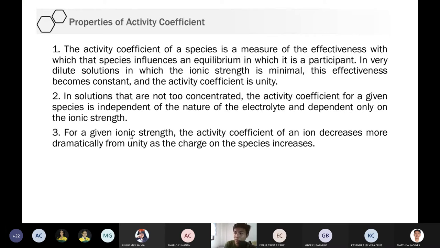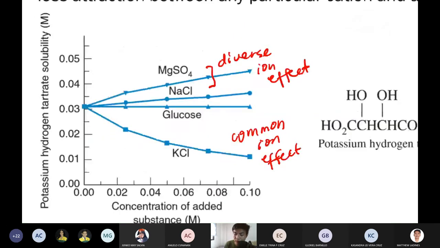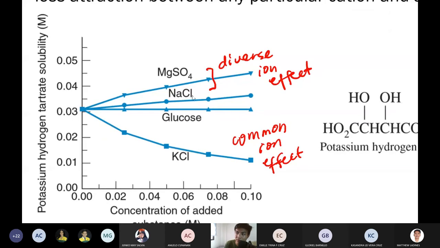So number 3, for a given ionic strength, the activity coefficient decreases more dramatically from unity as the charge of the species increases. Ibig sabihin, kapag mas malaki daw yung charge ng ating diverse ions, mas malaki yung change sa gamma. So that means bigger effect sa equilibrium. As you can see dito sa ating table kanina, mas malaki yung effect ng magnesium sulfate compared to sodium chloride. Bakit? Yung charge sa sodium pati sa chloride ay 1 lang. However, for magnesium and sulfate, yan ay 2. So, 2 yung factor nila. Bale, magiging parang times 4 yung effect niyan kasi naka-square yung charges, di ba?